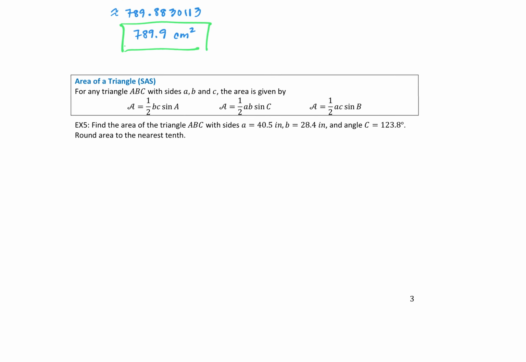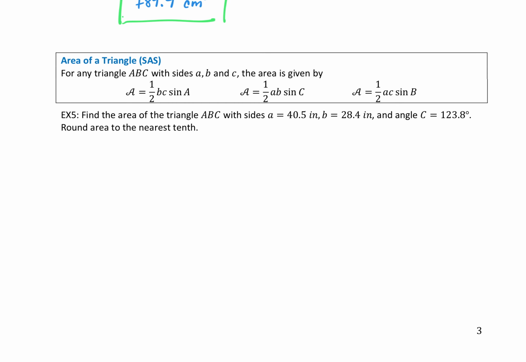But we also have this other formula if you have a triangle with a side angle side. So the thing is that angle has to be between the 2 sides. And then you could use one of these 3 formulas, and that would depend on which side and which angle you have. So all of them require using sine. In example 5, we want to find the area of a triangle with side A, which is 40.5 inches, B is 28.4 inches, and angle C is 123.8 degrees.